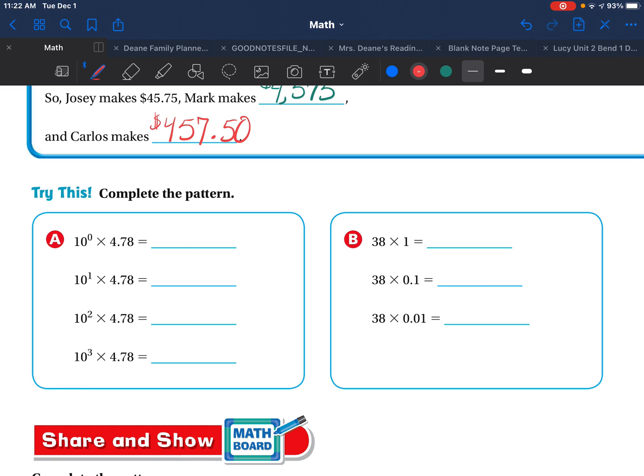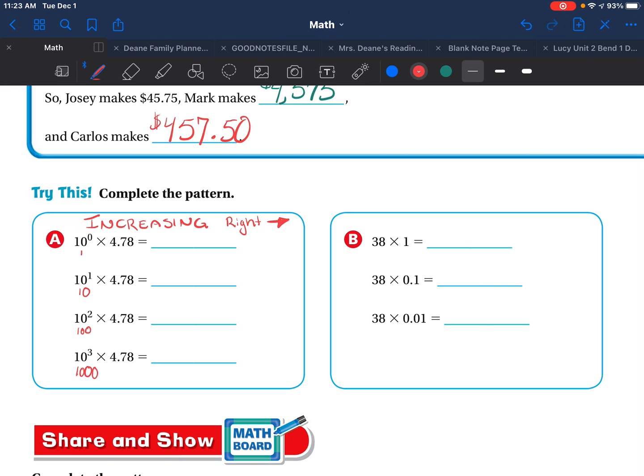So this one is powers of 10, and it goes from 0, 1, 2, 3. So that tells me that this is definitely increasing. And when my powers of 10 are increasing, I move my decimal point to the right. Okay. So remember, if it is to the 0 power, that's the same as 1. To the power of 1 is 10. To the power of 2 is 100. And to the power of 3 is 1,000.